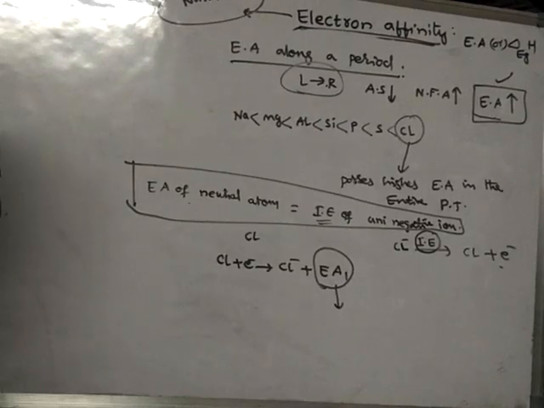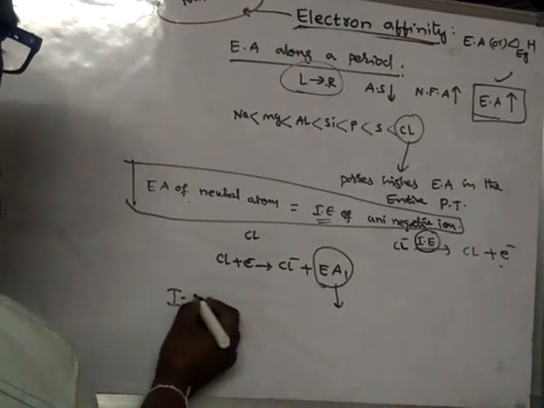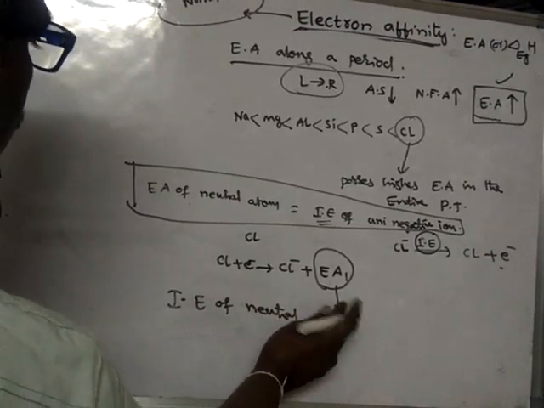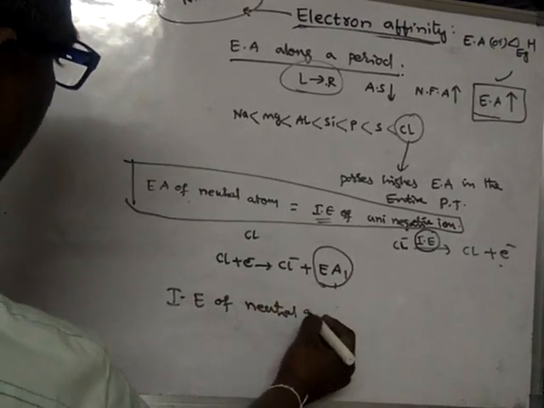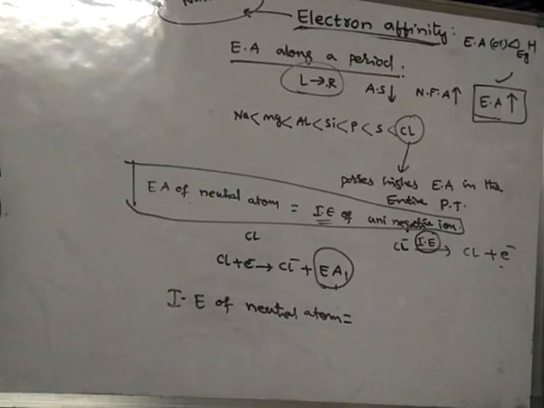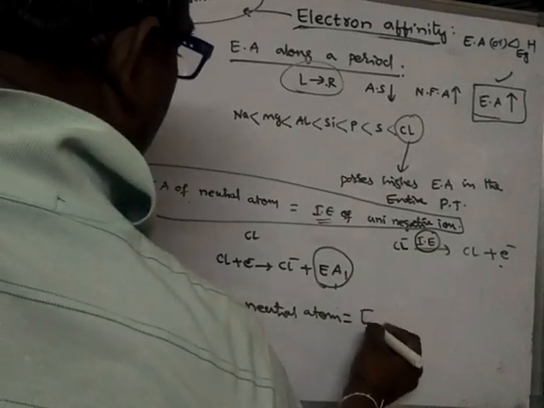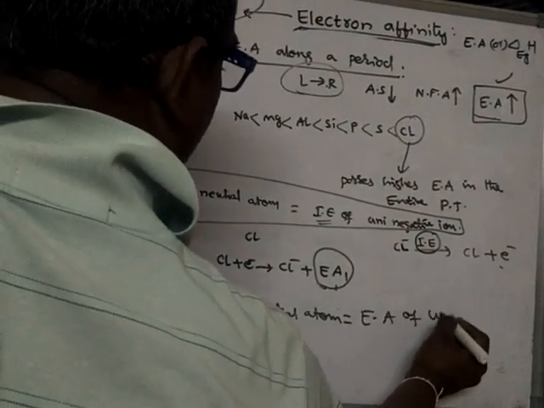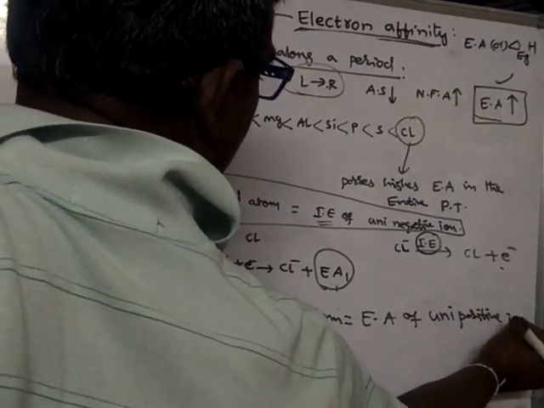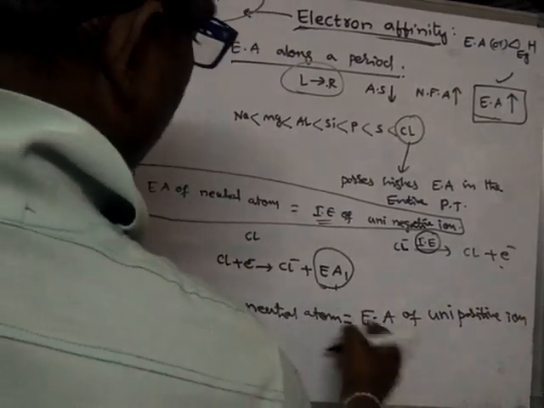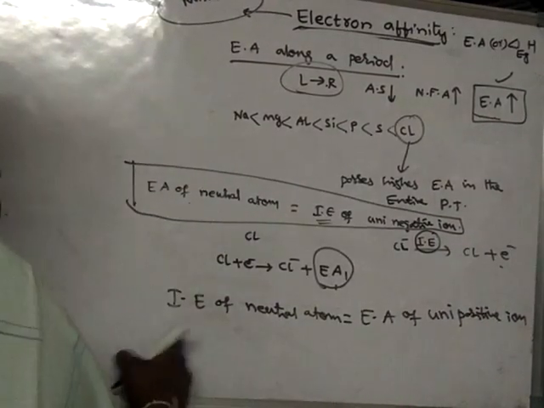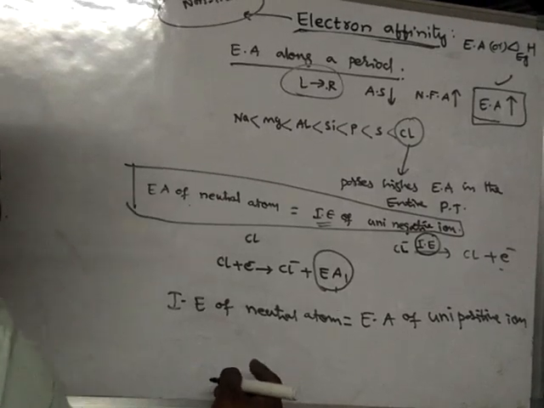In the same way, ionization energy of neutral atom is equal to electron affinity of unipositive ion. So here we have to take that example. Ionization energy of neutral atom is equal to electron affinity of unipositive ion.